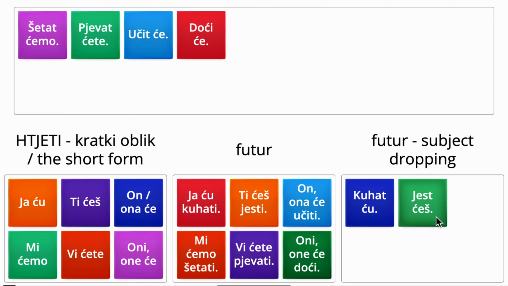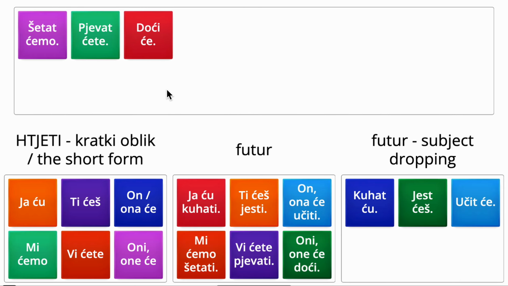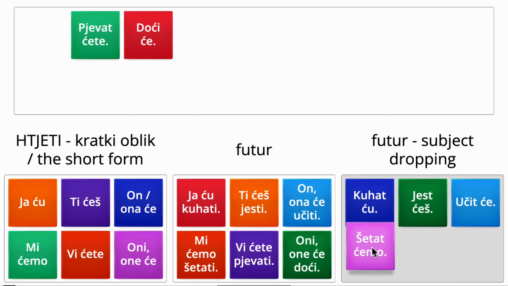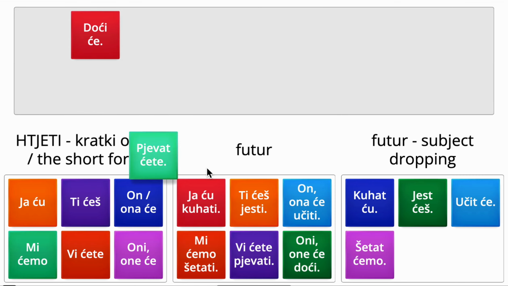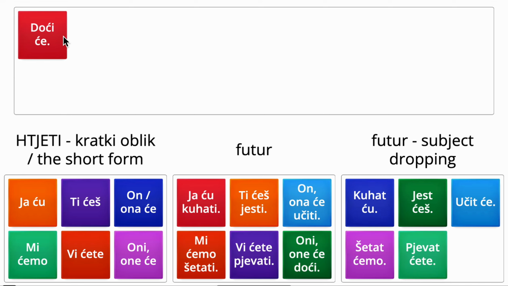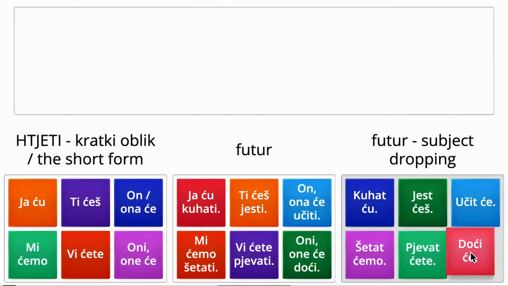Kuhat ću, jest ćeš, učit će, šetat ćemo, pjevat ćete, and then verbs that end in ći, they keep this I, doći će, but still pronouncing as one single word, doći će.